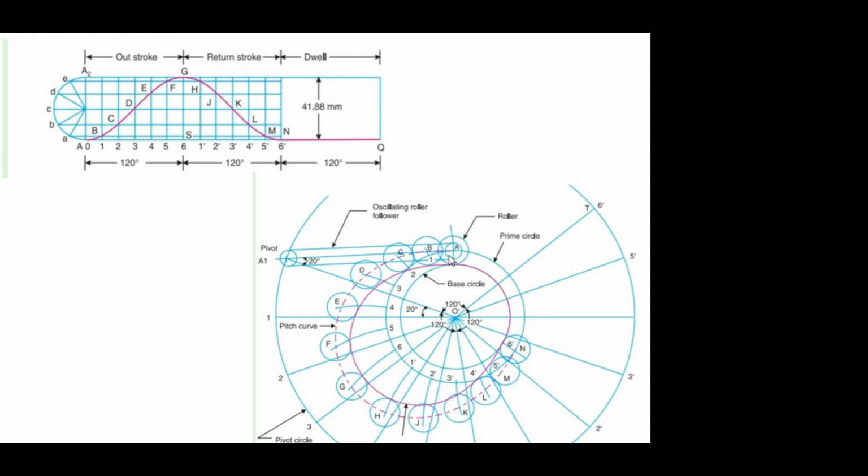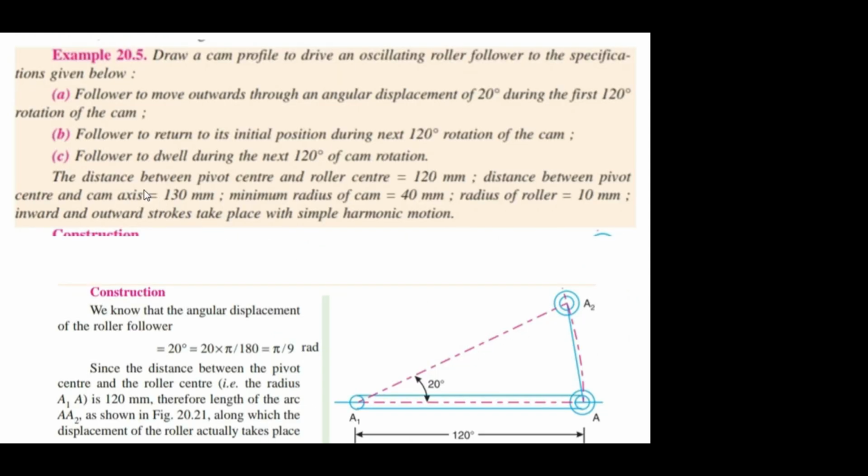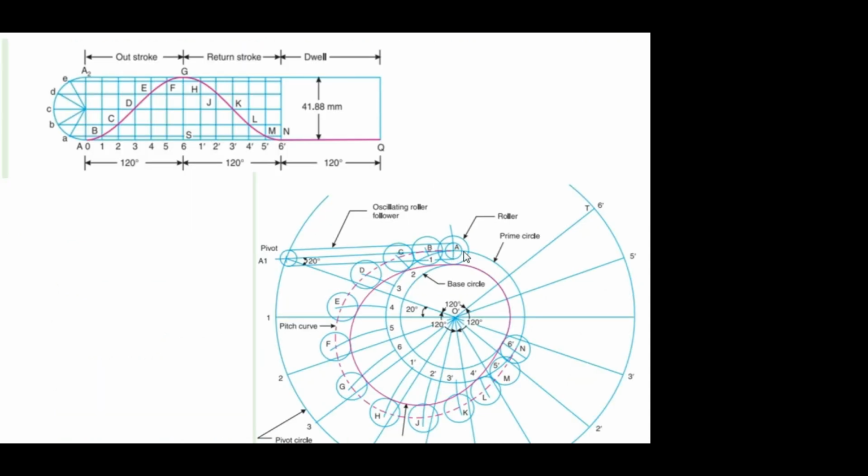After drawing the roller, the distance between the roller center and pivot is given. The distance between the pivot center and roller center is given as 120 mm. So take distance 120 mm in your compass, keep one pointer on A, mark the arc here. Take A as a center, draw the arc here.